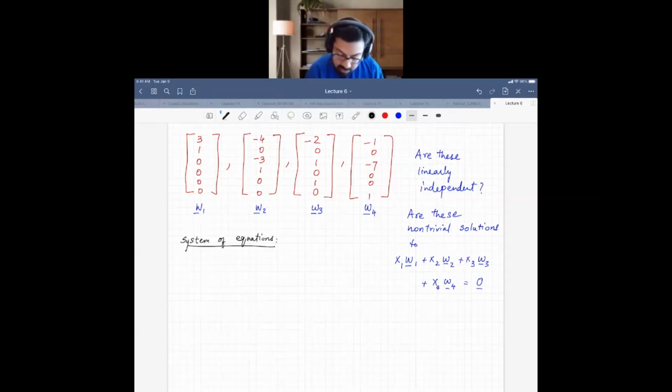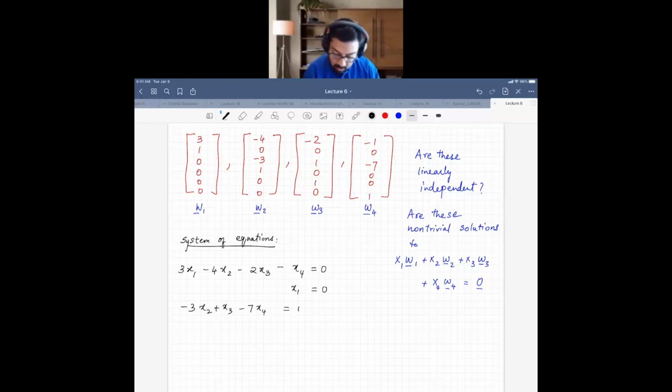The new system of equations is going to be 3x1 minus 4x2 minus 2x3 minus x4 equals 0. That will be for the first elements in the vectors. And then similarly, you will get x1 equals 0. You get -3x2 plus x3 minus 7x4 equals 0.